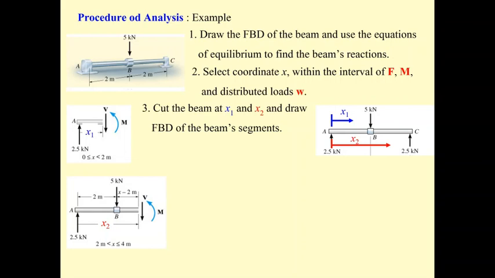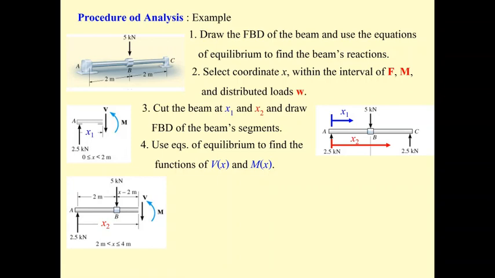Also, if you cut at the x2, you just take the cut here and then you draw the free body diagram. This is going to start from point B. So the x2 is going to start here when x is equal to 2, and then x2 can extend up until point C, which is 4 meters. So this portion of this beam, okay, use the x2 between 2 and 4, and then summation F sub y equal to 0, V plus 5 equal to 2.5. So the V is going to be minus 2.5. And then you also can take the moment here to obtain the function of M.